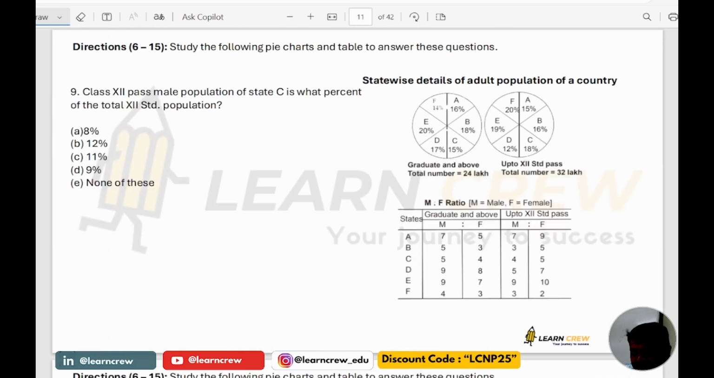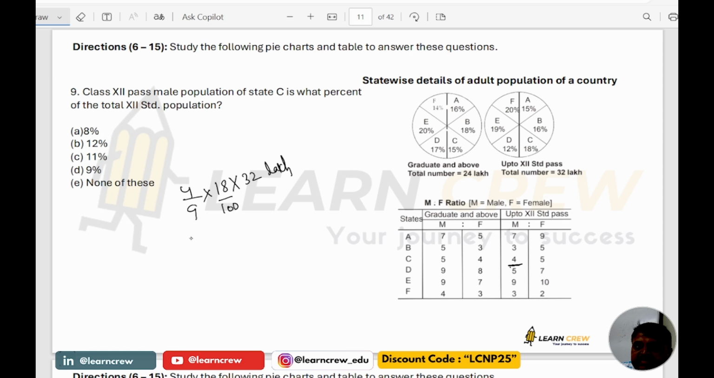Question number 6 to 15. Class 12 pass male population. Class 12 male population of state C is 4 by 9th. 4 by 9th is what percentage of the total 12th standard population? So 4 by 9th of, if you see here, C is how much? C is 18 percentage of 32 lakhs.